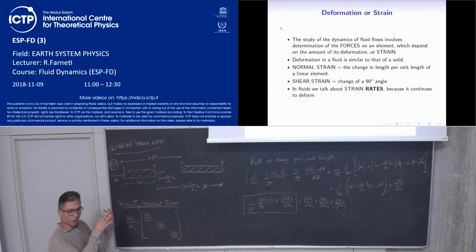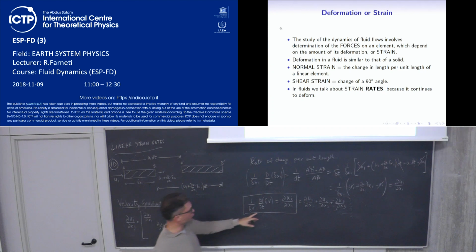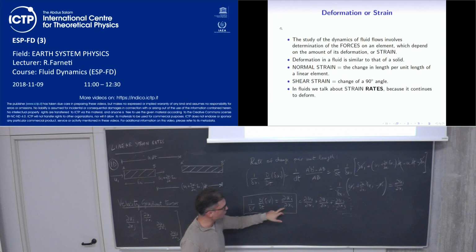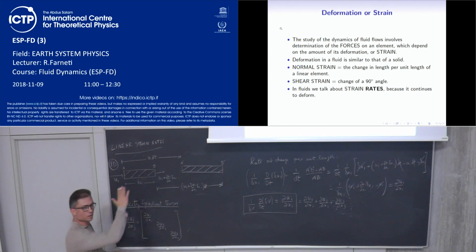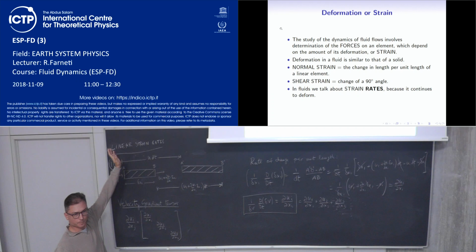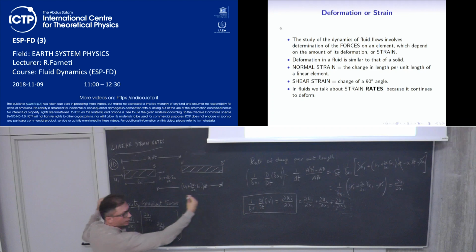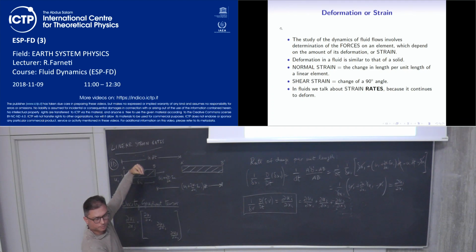If I now consider a volume of fluid, I have x1, x2, and x3. So the rate of change of my volume, my particle, per unit volume is going to be related to the deformations in x1, the deformations in x2, and the deformations in x3. So the element of fluid might deform like this, like this, and like this, subject to linear strain rates. So the element is not deforming with a shear, but is deforming linearly in all three directions.